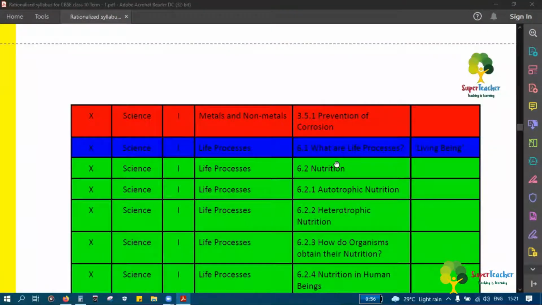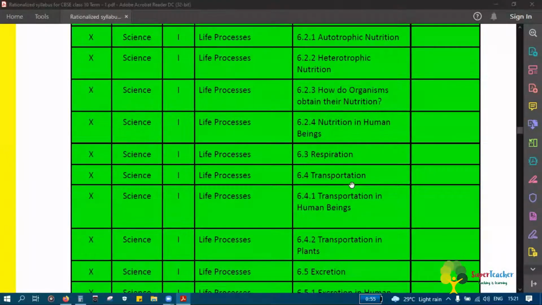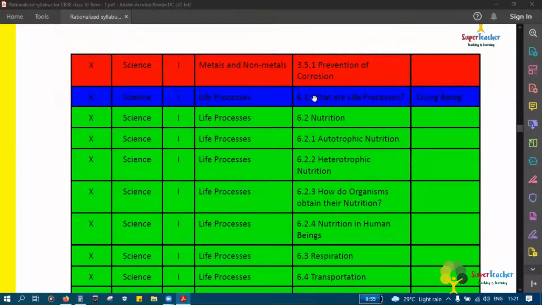Let's go to biology and see what are the concepts that have been removed. The first chapter of term 1 is life processes. The uncertainty lies with "what are life processes". That means this concept is not mentioned by CBSE, but without this we cannot discuss nutrition, heterotrophic nutrition, respiration, transportation, and all that. So this is an uncertain one. Yes, the teachers can discuss this and then go to the next concepts of this chapter, life processes.